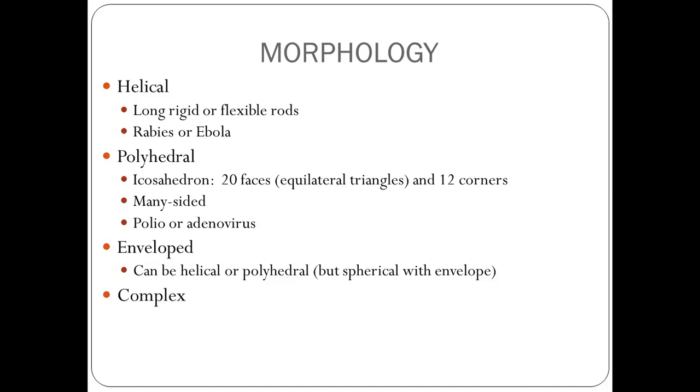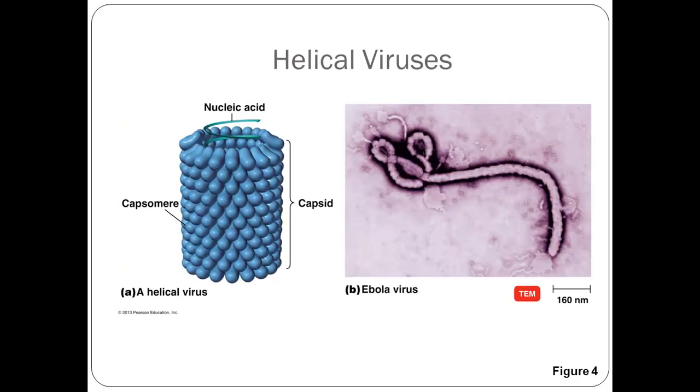Complex virus, an example of this is bacteriophage. It has a head, a sheath, a tail, a base, and a pin. The head is polyhedral and contains nucleic acid, and the tail is helical. So let's take a closer look at these morphologies.